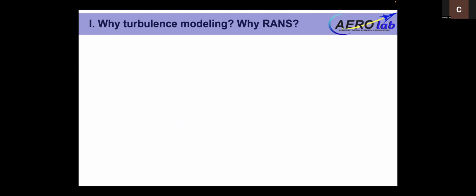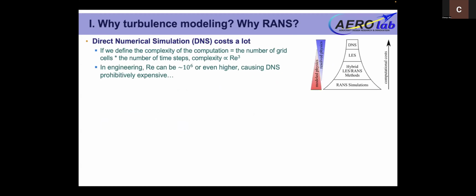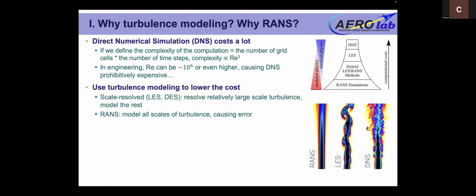Now let's look at the research background. So why do we do turbulence modeling, and why do we still need RANS turbulence models? For the first question, that is because direct numerical simulation still costs a lot nowadays. The complexity of the DNS is proportional to the third power of the Reynolds number. And in engineering, the Reynolds number can be as large as 1 million or even higher, making DNS prohibitively expensive for practical cases in engineering. So people want to use turbulence modeling to lower the computational cost.